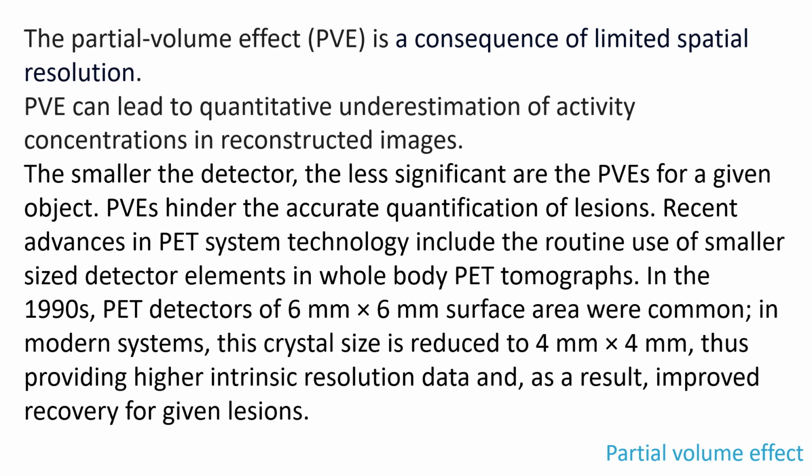Advances in PET system technology include the routine use of smaller sized detector elements in whole body PET tomographs. In the 90s, PET detectors of 6 mm by 6 mm surface area were common. In modern systems, this crystal size is reduced to 4 by 4 mm, thus providing higher intrinsic resolution data and, as a result, improved recovery for a given region.